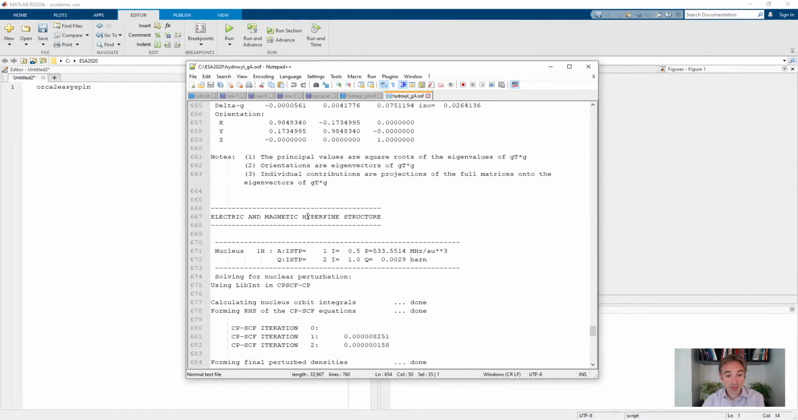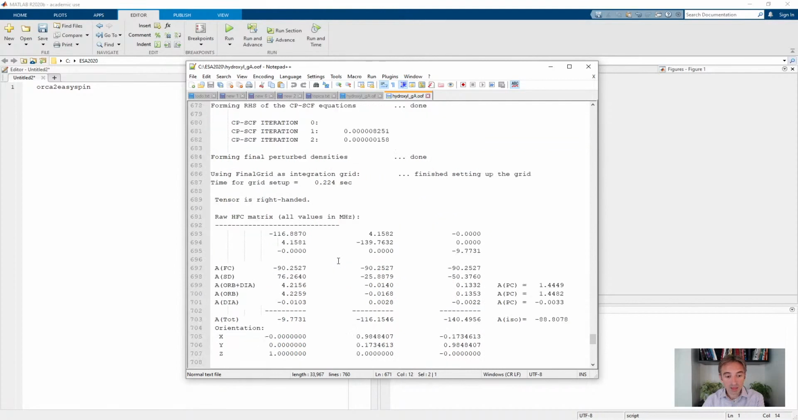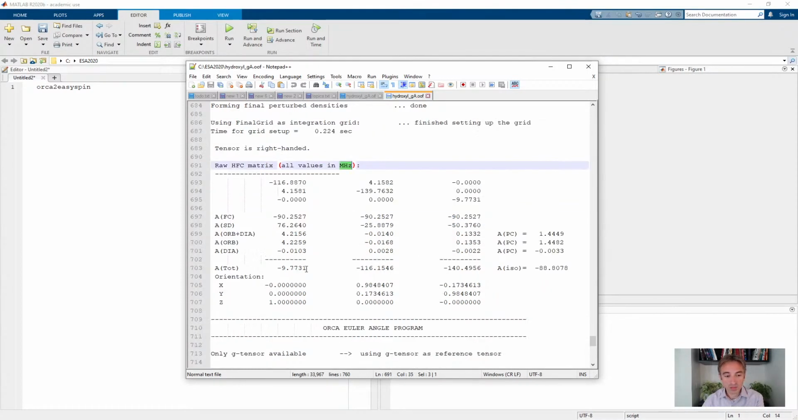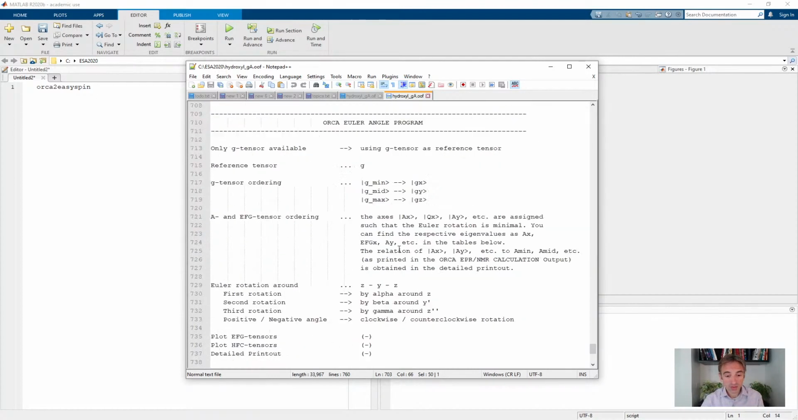It also calculated the hyperfine parameters, in this case for one proton, that we've got. And so the raw hyperfine matrix here is also given as a 3x3 matrix in megahertz, which is consistent with EasySpin. And then, of course, also the eigenvalues if you want to see them. And you can see that it's -10, -116, -140 megahertz. So very large and very anisotropic.